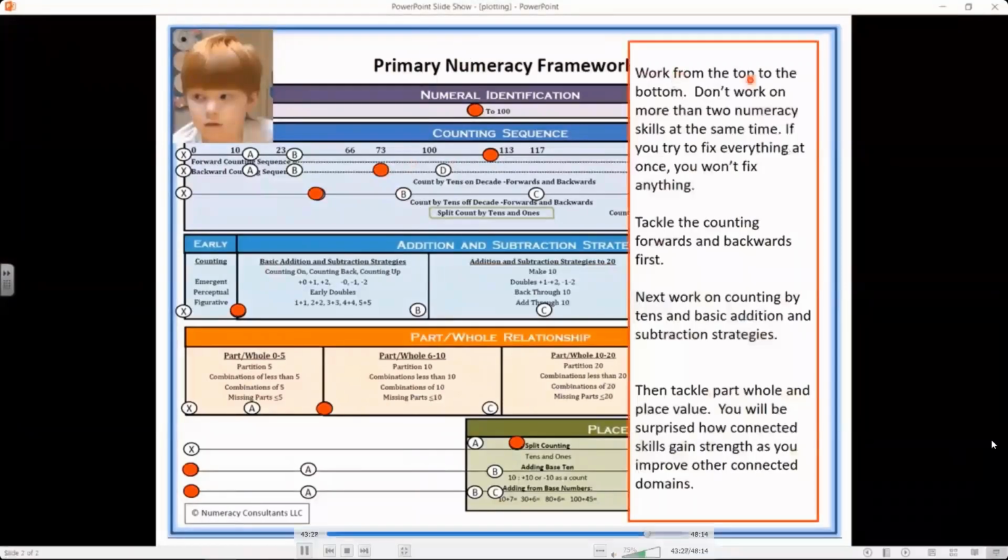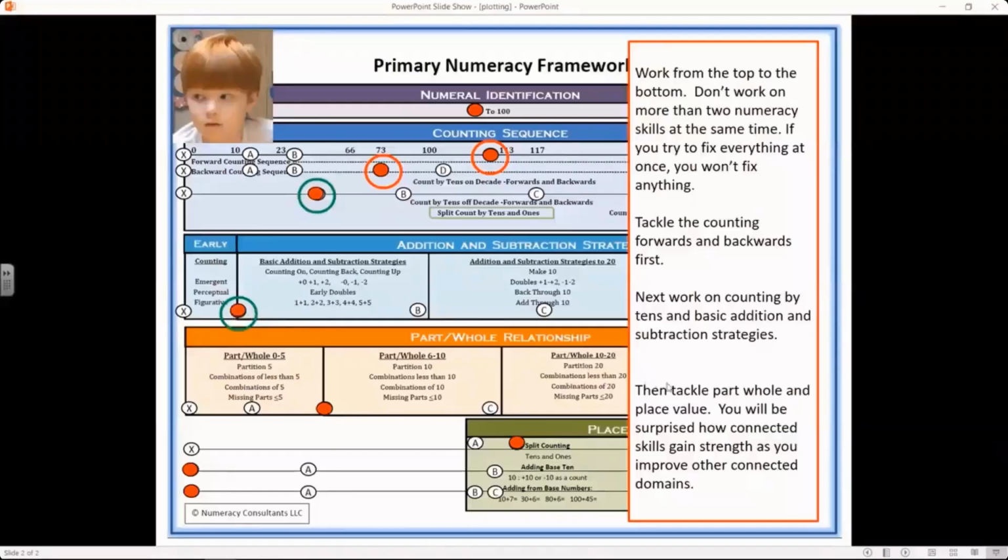So here's what it says. It says work from the top to the bottom. Don't work on more than 2 numeracy skills at the same time. If you try to fix everything at once, you won't fix anything. So you can't say, okay, we're going to work on all of this next week. You have to strategically pick. This one says tackle counting forward and counting backwards first. So that would be these 2 skills right there. Once you have those in place, you'd say, okay, next work on counting by tens and basic addition strategies. Remember, never work on more than 2 skills at one time, all right?